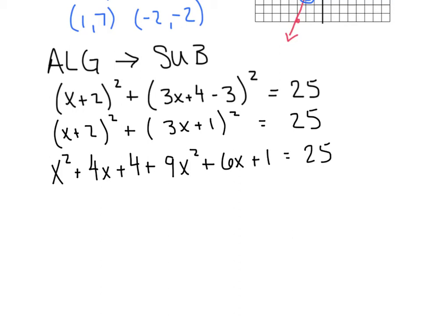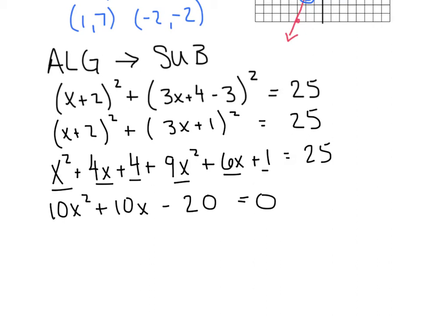Combine some like terms here. x squared and 9x squared is 10x squared. Let's see, 4x and 6x is 10x. I got 4 plus 1 is 5, but I got to subtract the 25, so I got negative 20 equals 0. Now, as far as solving this quadratic, we're always going to look for that GCF if it allows us, so I'm going to factor out the 10. And dividing every term by 10 gives me x squared plus x minus 2.